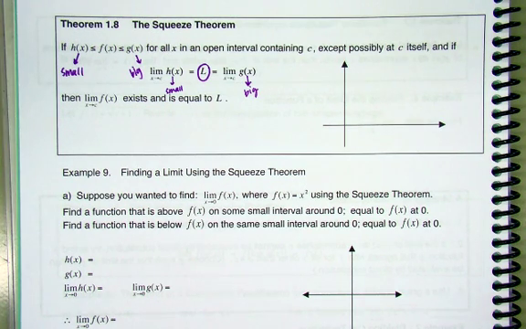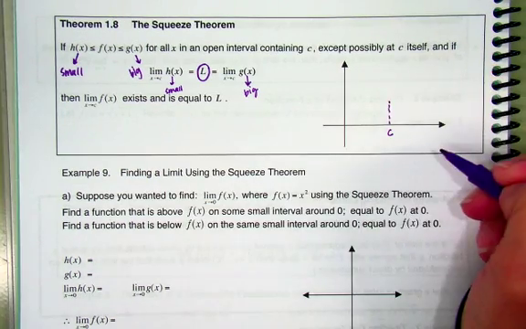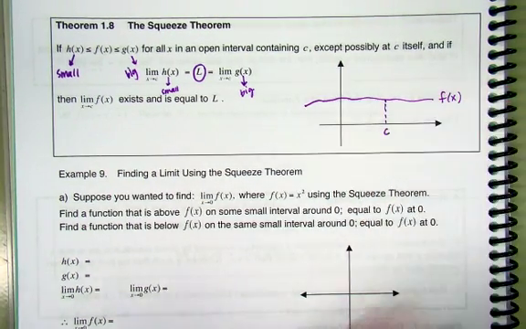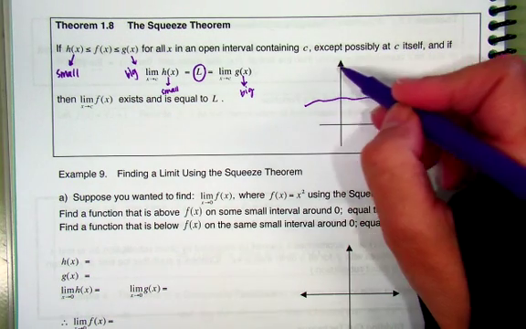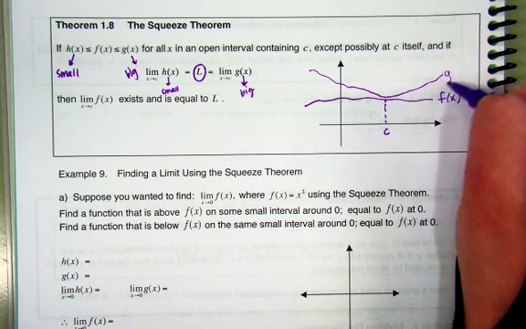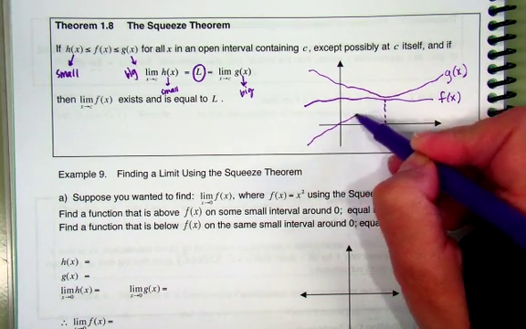So graphically, what am I talking about here? It's like I have some x value c, and this is my function f of x in the middle here, right? And there's some function g of x which is bigger than it. And it kind of does something like this, okay? And then there's some other function h of x which is smaller than it.